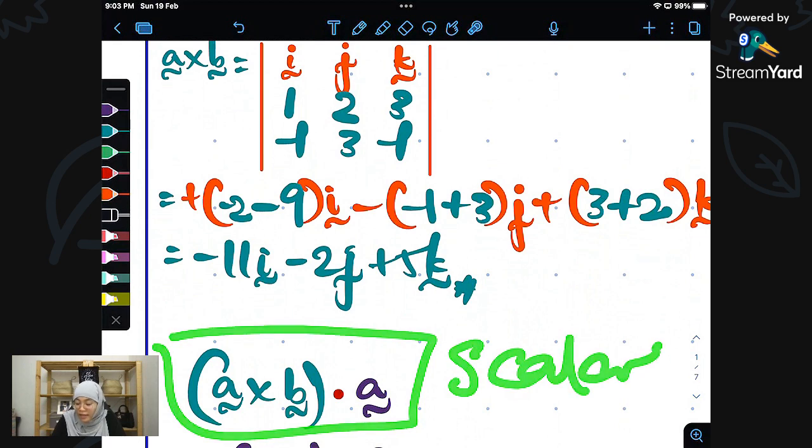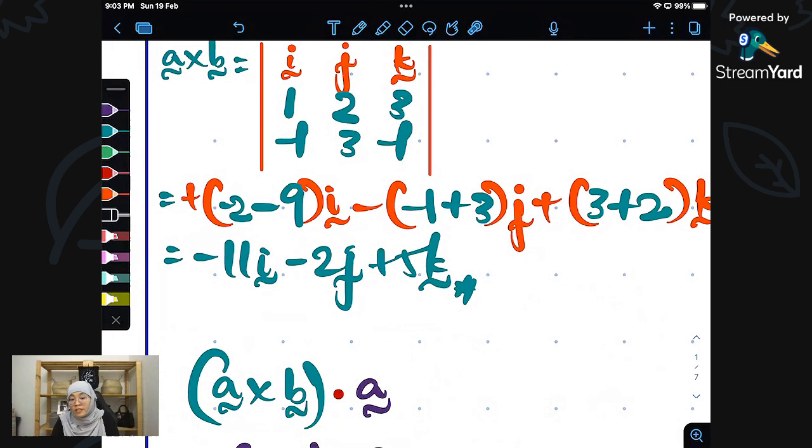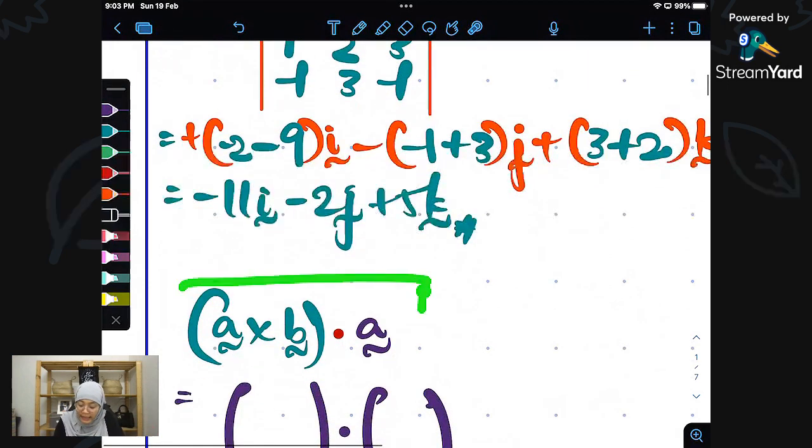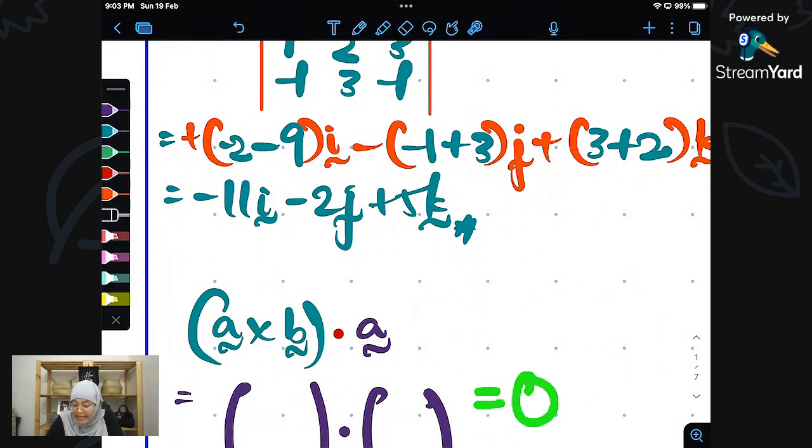Do you remember scalar or the dot product in 5.2? In my previous video, we have learned this dot product. So kenapa kita kena pakai dot product ni? Because we want to show whether we got a zero or not. Okay, kalau kita dapat kosong, bermaksud dia adalah perpendicular to each other. So now we just got to prove whether it is going to be equal to 0 or not.